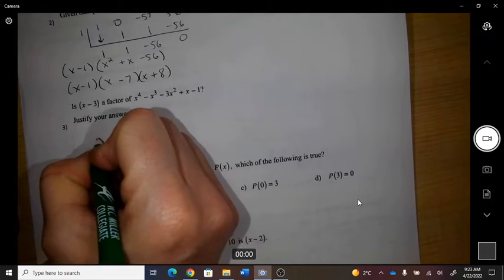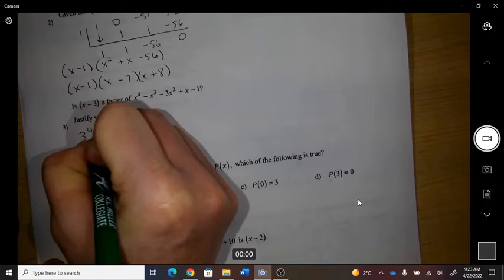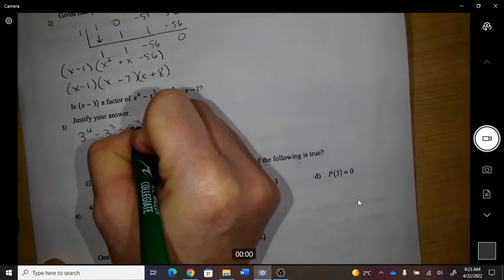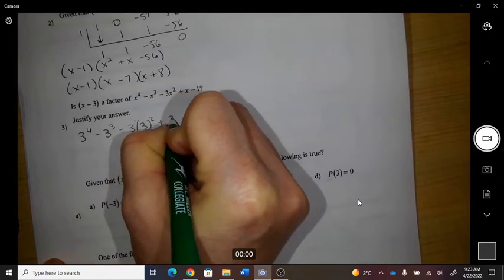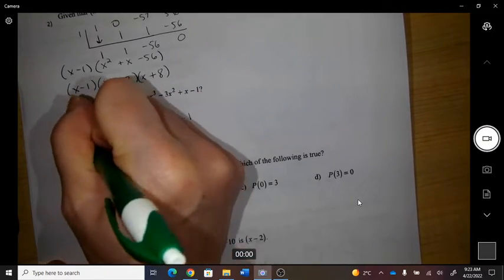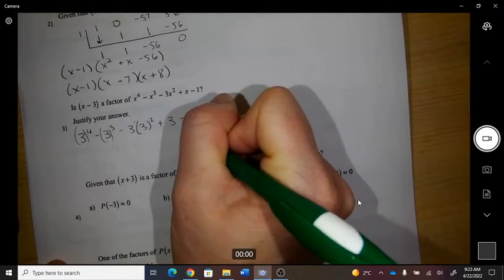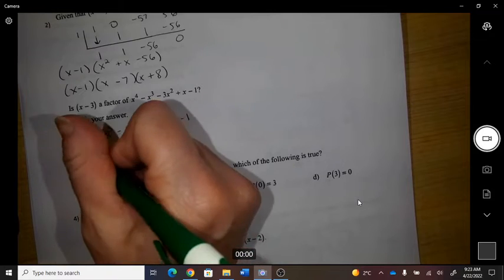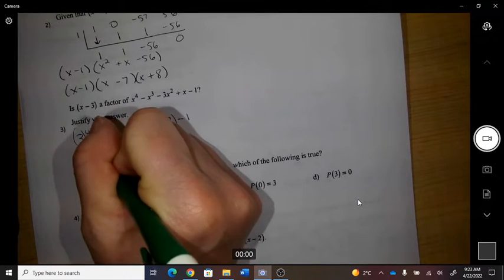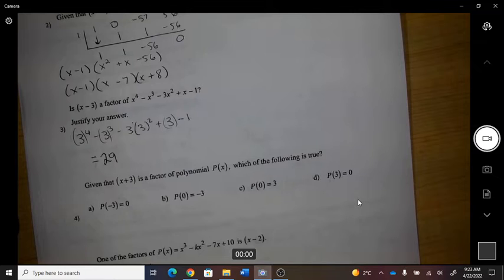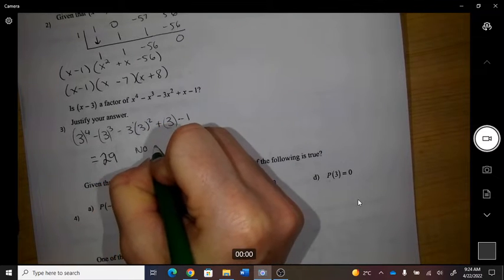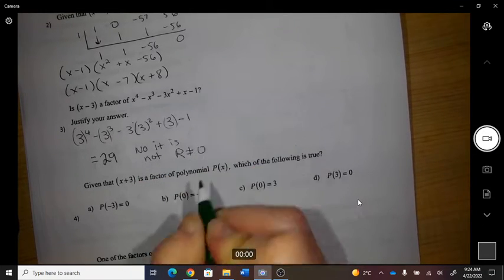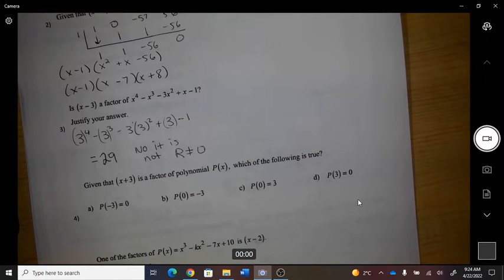So 2 ways. Remainder theorem, you could plug in a positive 3. So you can replace every x with a 3. And doing your math equals 29 when you type that into your calculator. So no, it is not. The reason is that the remainder does not equal 0.